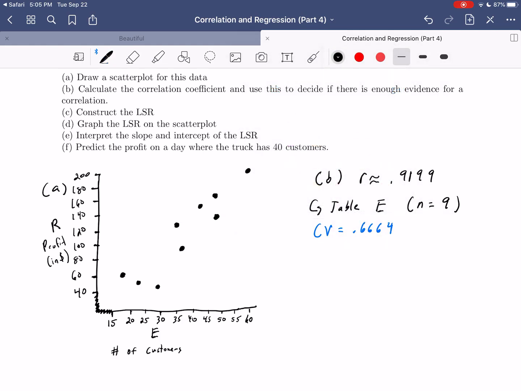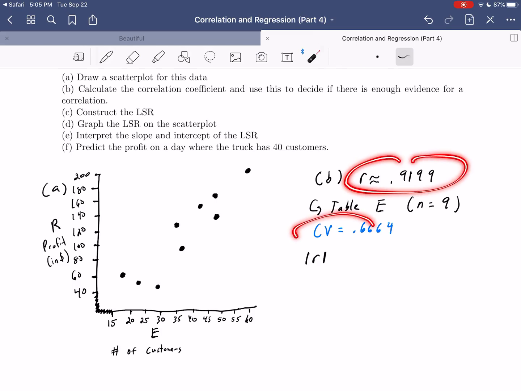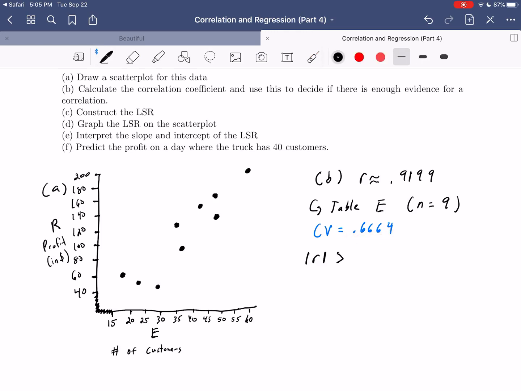We don't need the absolute value, but it's just good habit to write it. So how does the absolute value of R compare to this? Well, this would be 0.9199. That's certainly larger than 0.6664. So the R is larger than the critical value, which implies that we do have enough evidence for a positive correlation.